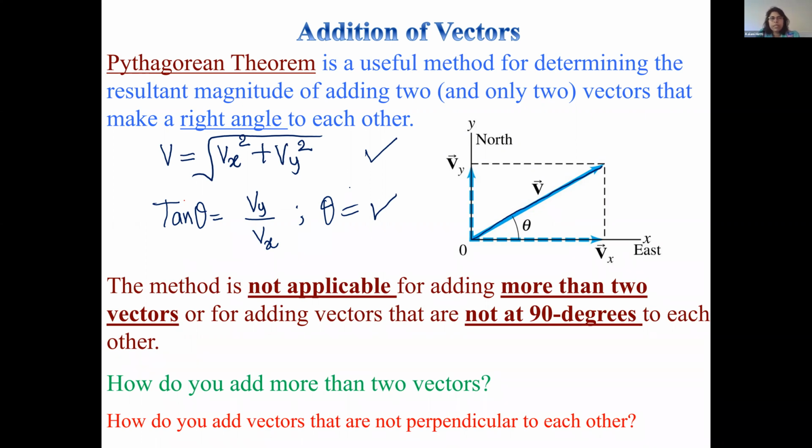Now this Pythagorean theorem works when you have two vectors only and they are perpendicular to each other. If there are more vectors, you need to convert or build them up into two vectors, and then you're going to use the Pythagorean theorem. Other than that, Pythagorean theorem itself will work for two vectors when they are 90 degrees. Okay, so that's the rule for adding two vectors.